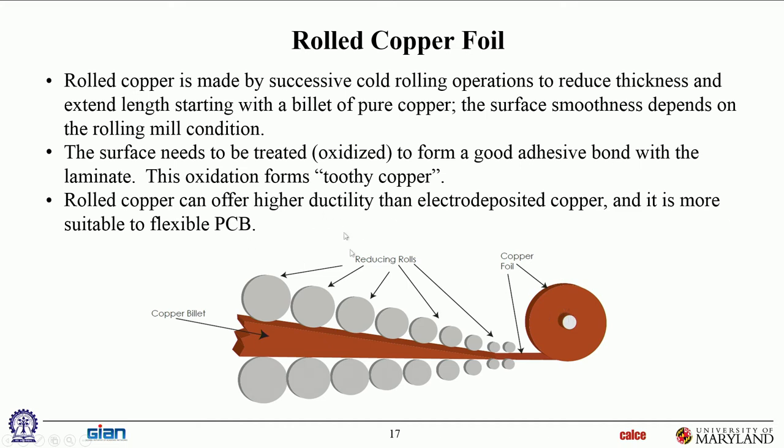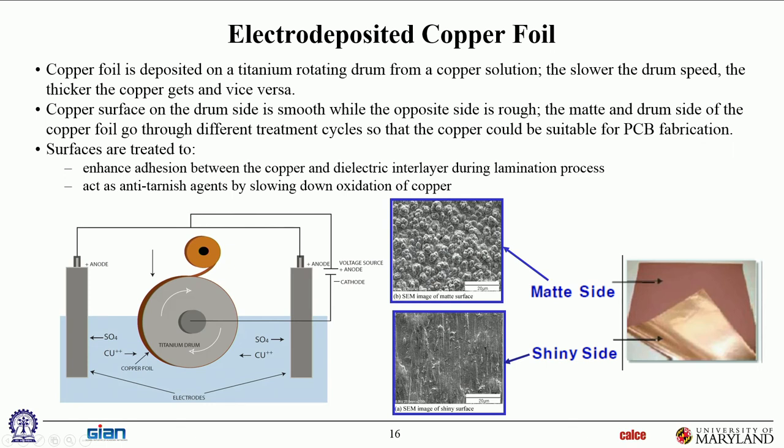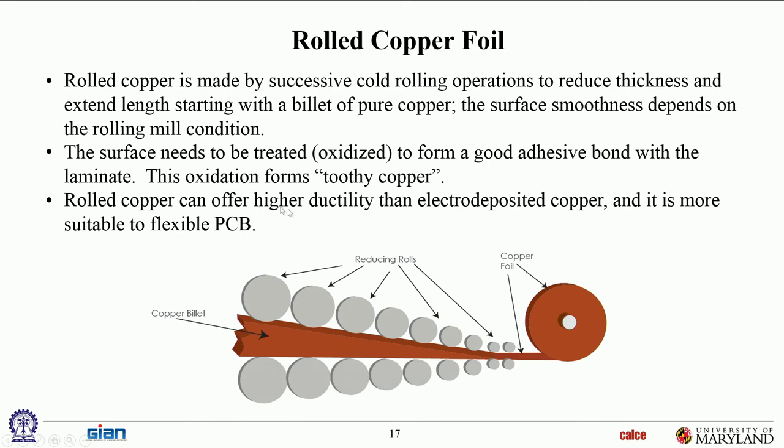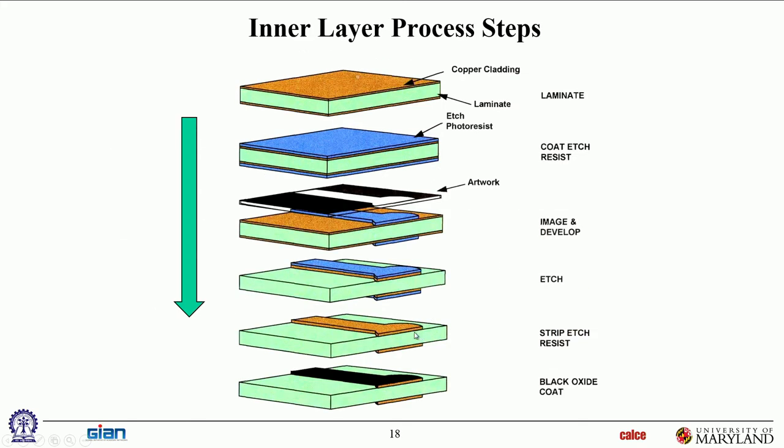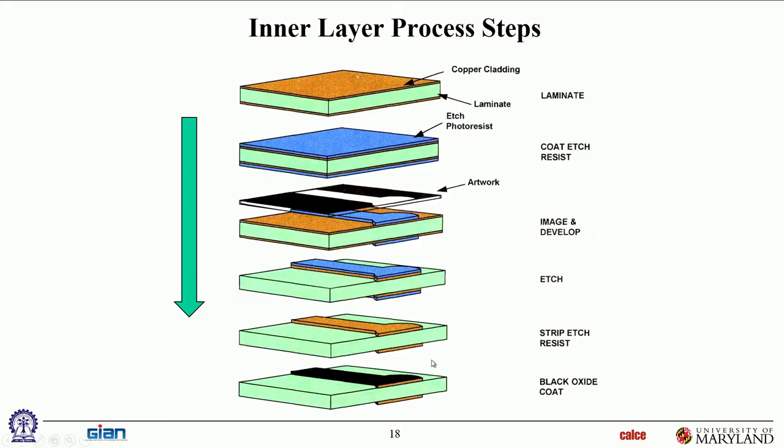So in general, rolled copper is mechanically far better than the electrodeposited one, because the electrodeposited one has a lot of pores, a very crude microstructure. So its mechanical properties are not as good as those of rolled copper. Rolled copper is generally much more ductile and can survive much higher stresses. So when you make flex printed circuit boards, where the copper has to go through large deformations, they have to be made out of rolled copper. For rigid printed circuit boards, it's okay. But nowadays we make a lot of flexible printed circuit boards. You cannot make them out of electrodeposited copper.